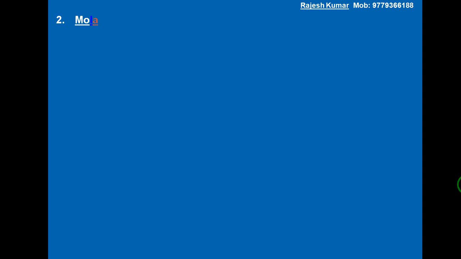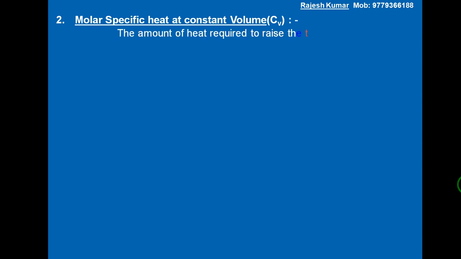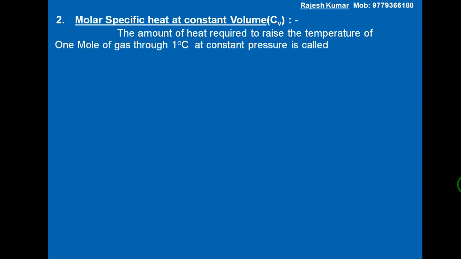Number 2 is molar specific heat at constant volume, capital CV. The amount of heat required to raise the temperature of 1 mole of gas through 1 degree C at constant volume is called molar specific heat at constant volume.